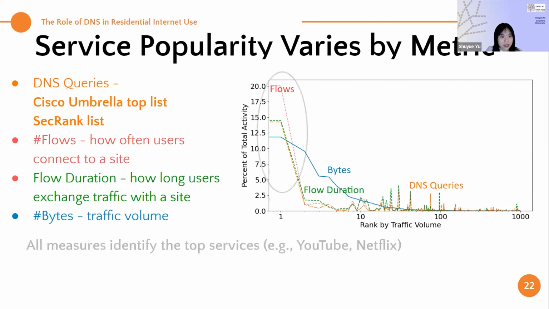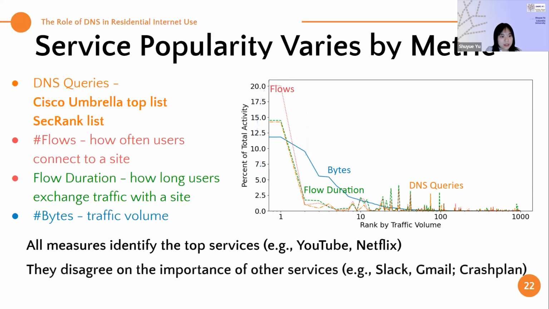We can see that all measures identify the top services, such as YouTube and Netflix, as popular. However, they disagree on the importance of other services. For instance, applications such as Slack and Gmail generate a lot of flows and DNS queries, but little traffic. On the other hand, CrashPlan, a backup application for small business, generates a lot of traffic.